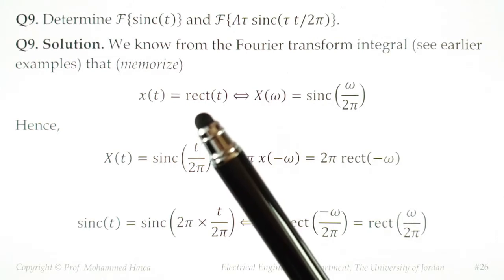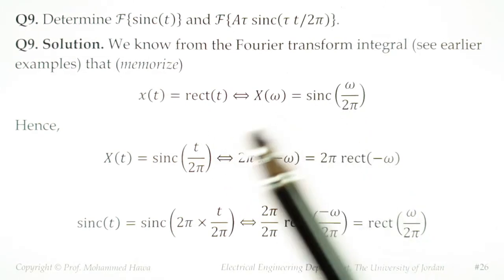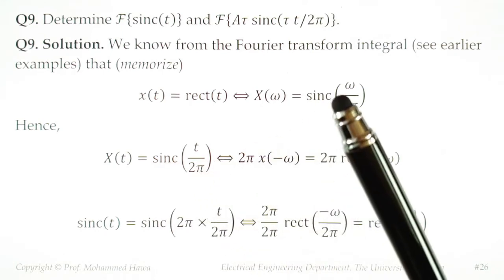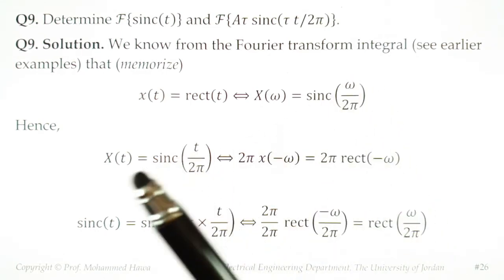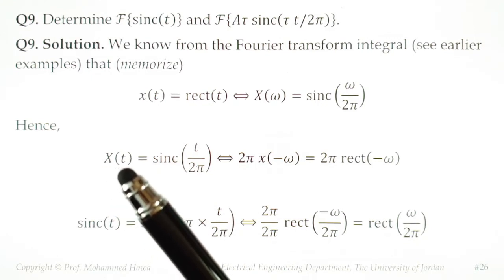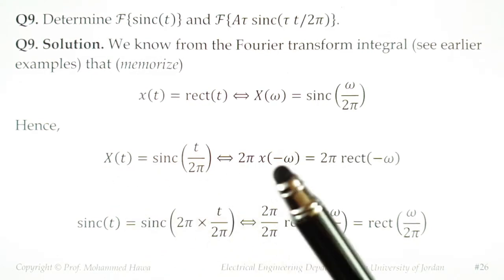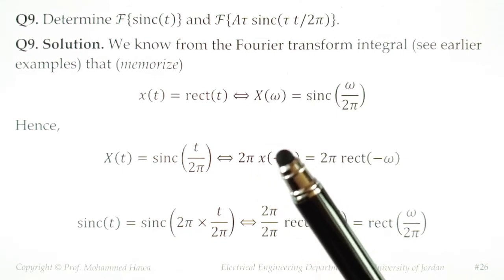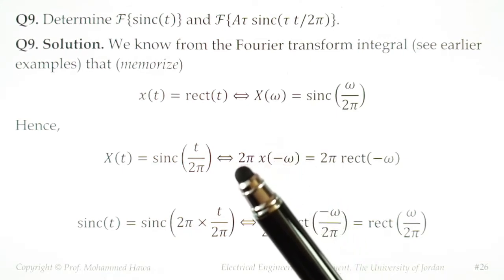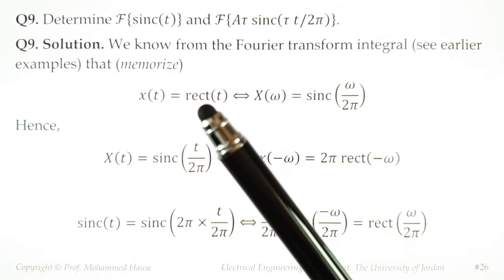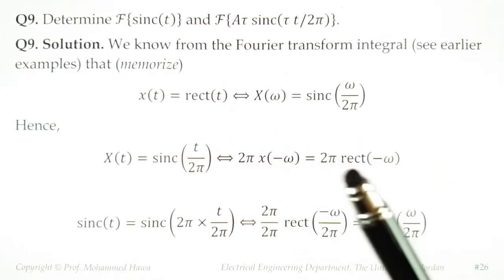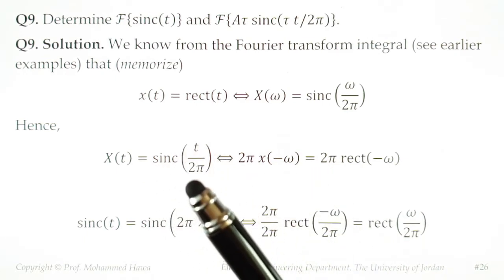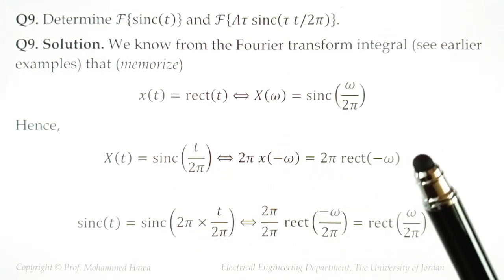Now that we know the Fourier transform of rect is sinc, what about the Fourier transform of sinc t over 2 pi? Notice I replaced omega with t, so that's capital X of t. What is the Fourier transform? It's the small letter x of t, but replace t with minus omega and multiply by 2 pi. So the answer is rect, replace t with minus omega and multiply by 2 pi. So the Fourier transform of sinc t over 2 pi is 2 pi rect of minus omega.